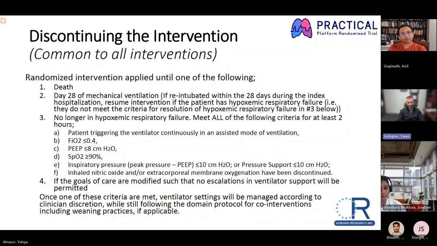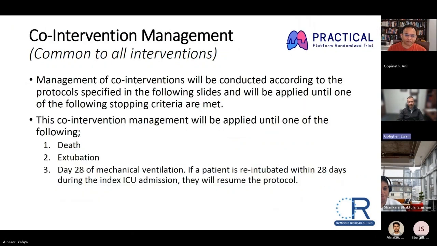Once any of these criteria are met, then clinicians can follow their usual practice and discretion about setting the ventilator, although they're still required to follow the protocol for co-interventions such as weaning. Okay, so we'll briefly run now through the co-intervention management that's specified in the protocol. Co-interventions that we're concerned about are things like weaning, management of severe hypoxemia, etc.